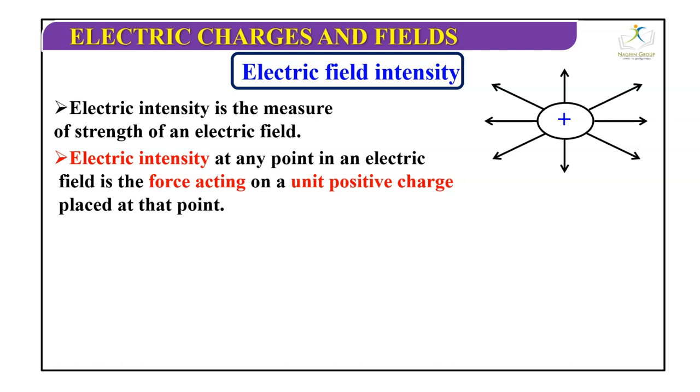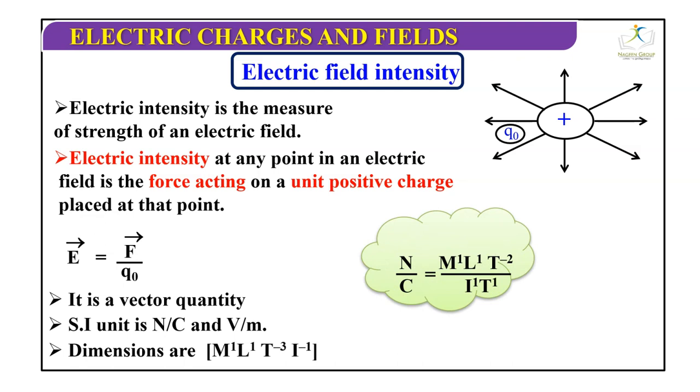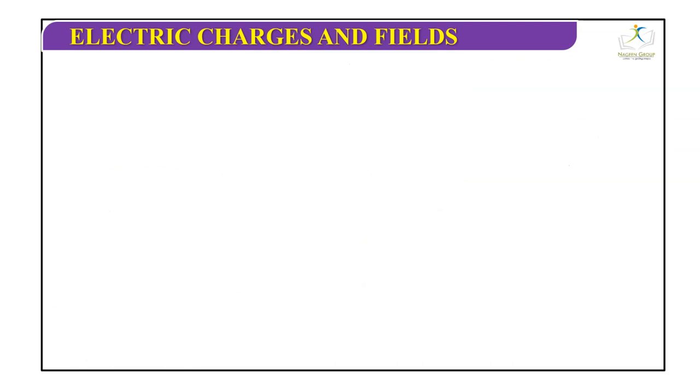If the value of force per unit charge is greater, that means the electric field intensity is greater for that particular scenario. That means E is equal to vector F by q naught, where q naught is the test charge, which we will see earlier in detail. It is a vector quantity and the SI unit is Newton per Coulomb and volt per meter. These things we already studied in the previous class, and the dimensions also, which is Newton per Coulomb. By the help of that we can calculate. This will be M L T^-3 I^-1.